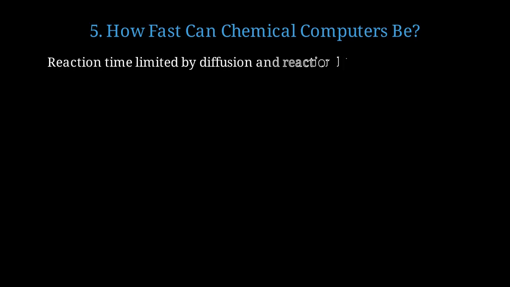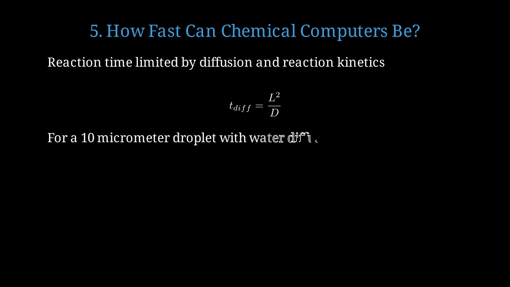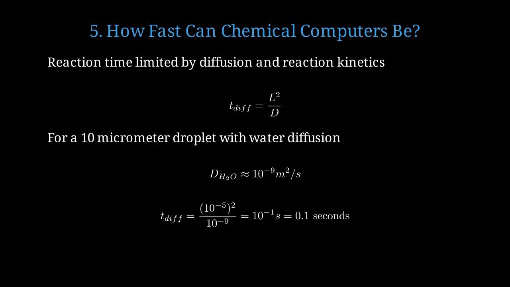Chemical computing speed is fundamentally limited by how fast molecules can diffuse and how quickly reactions occur. Diffusion time equals L²/d, where L is the distance and d is the diffusion coefficient. Let's calculate for a 10 micrometer droplet using typical water diffusion values. Water molecules have a diffusion coefficient of about 10 to the -9 square meters per second. Plugging in our values, diffusion time equals 10 to the -10 divided by 10 to the -9, giving us 0.1 seconds.